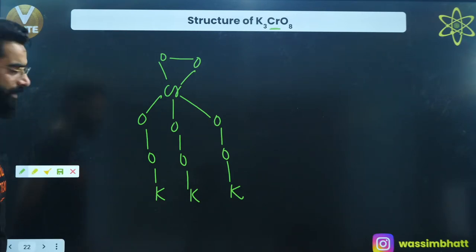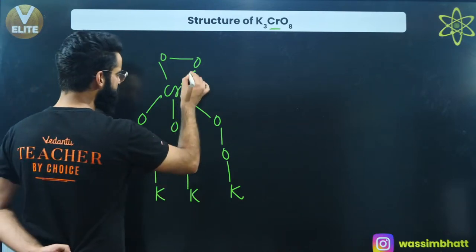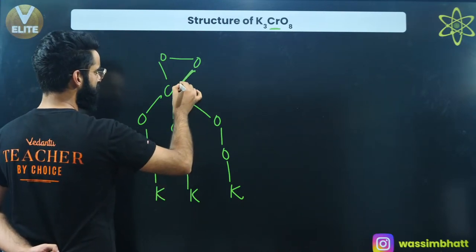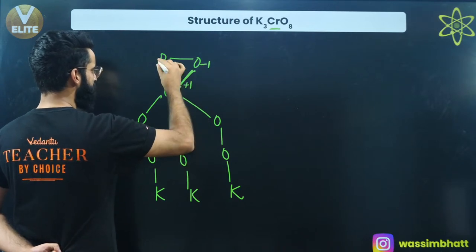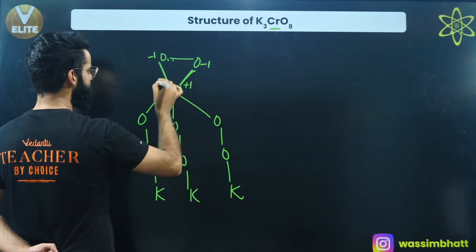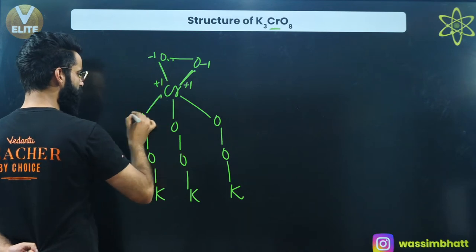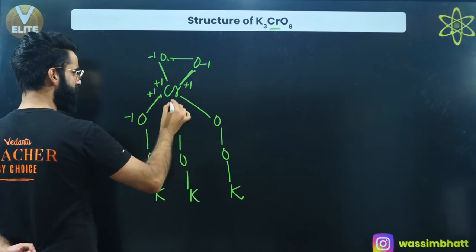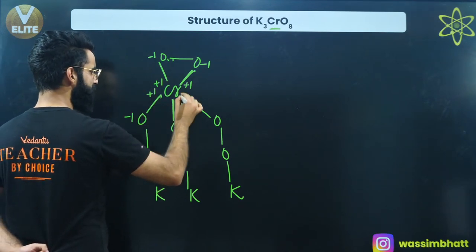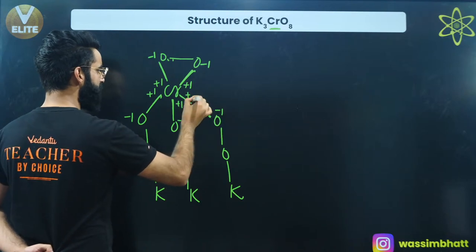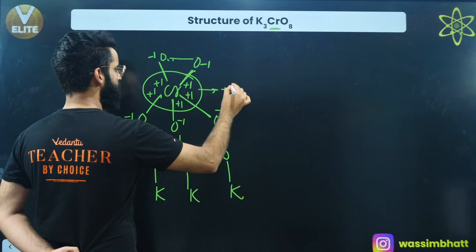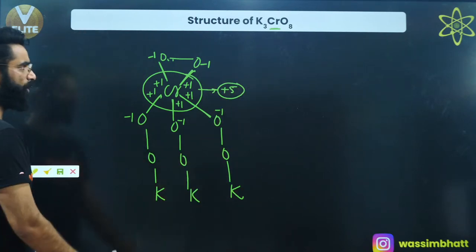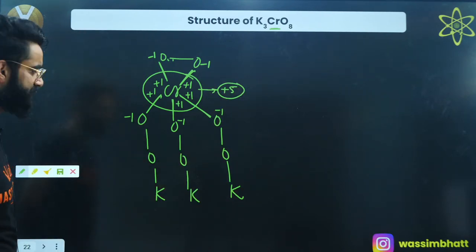K3CrO8, right? Okay, if you look at this single bond between chromium and oxygen, oxygen being more electronegative will have -1 charge, chromium will have +1. This oxygen being more electronegative will have -1, chromium will have +1. This oxygen will have -1, chromium +1, again -1, +1, again -1, +1. So what is the net charge present on this chromium? It's coming out to be +5. So +5 is going to be the oxidation state of chromium in case of your K3CrO8, right?